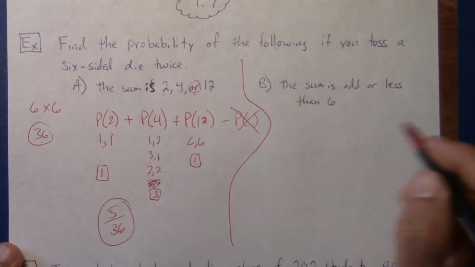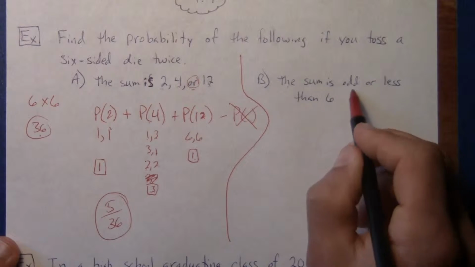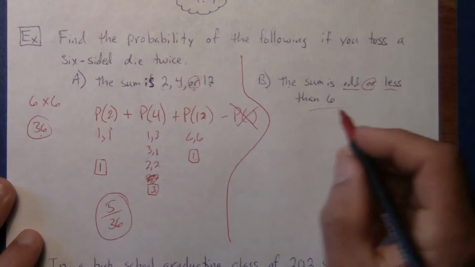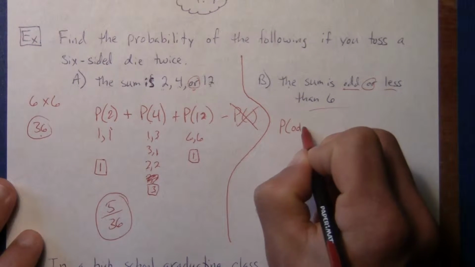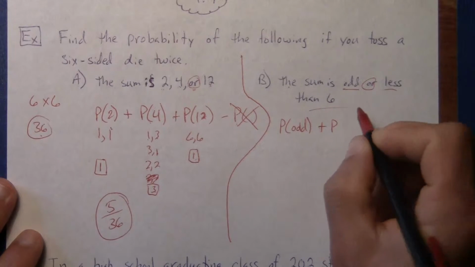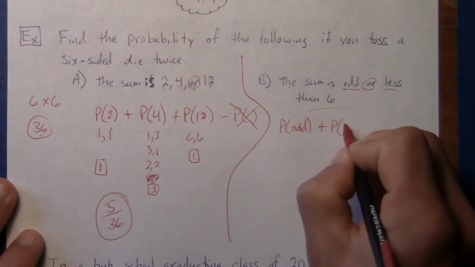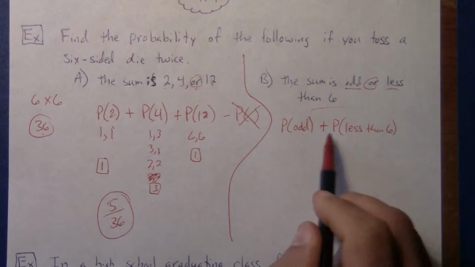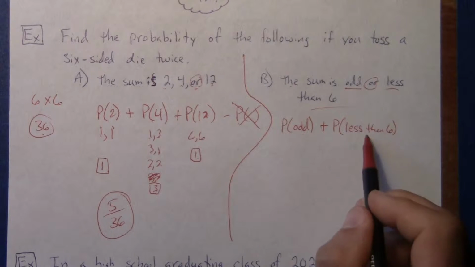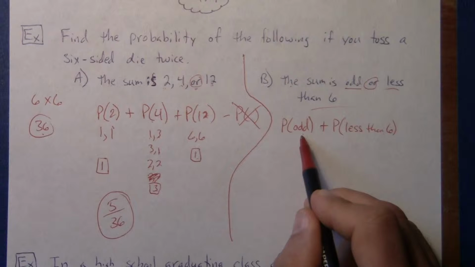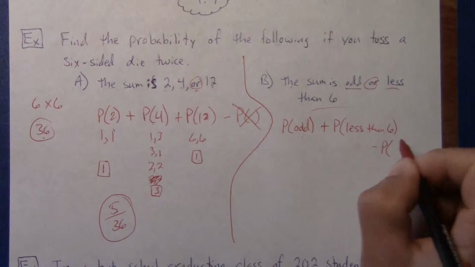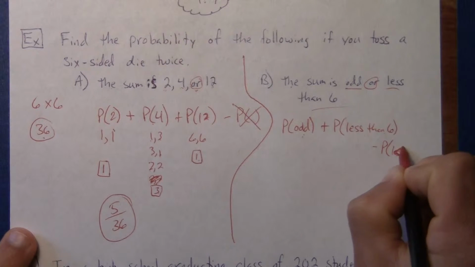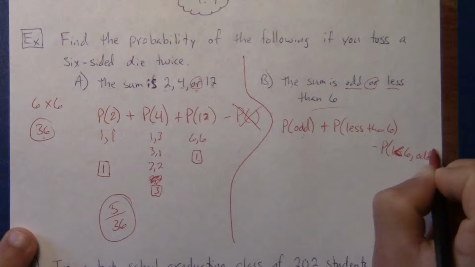Alright, so same idea. Now I want to find the probability that the sum is either odd or less than a 6. So I can do this a couple different ways. I can find the probability that it's odd, add to that the probability that it is a sum less than 6. But of course I have to look at this and say, is it possible that those two things happen at the same time? Can I have a sum less than 6 that's odd? Sure I can. So I would have to subtract out the probability of a sum less than 6 and odd.